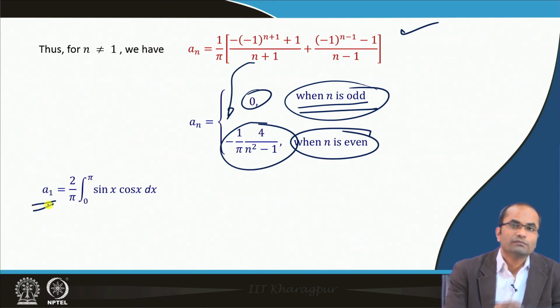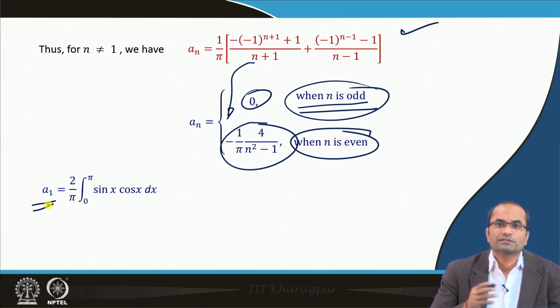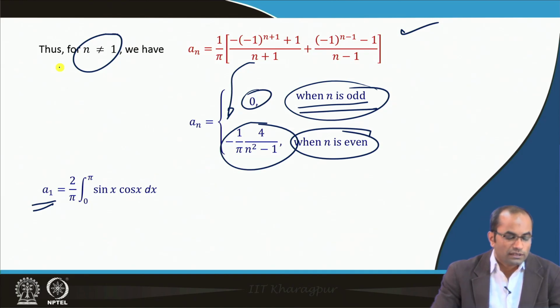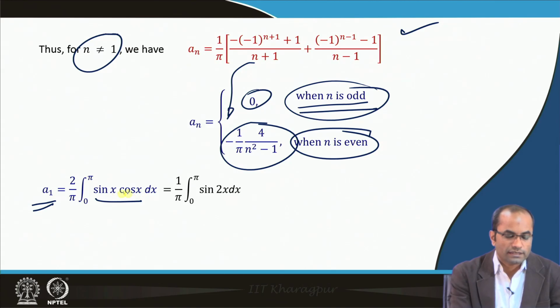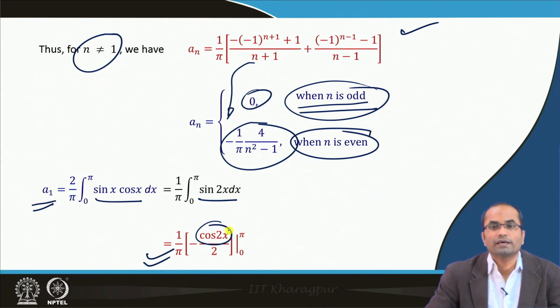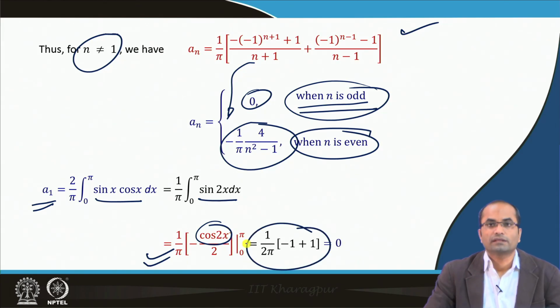So, a_1 we need to compute separately, because the general formula was not valid for n equal to 1. So that we can separately do, cos nx becomes cos x, and sin x cos x is sin 2x, and then we can integrate this to get cos 2x, and then we have cos 2π minus cos 0. cos 2π is 1, and minus 1 is also 1. So we will get simply 0.